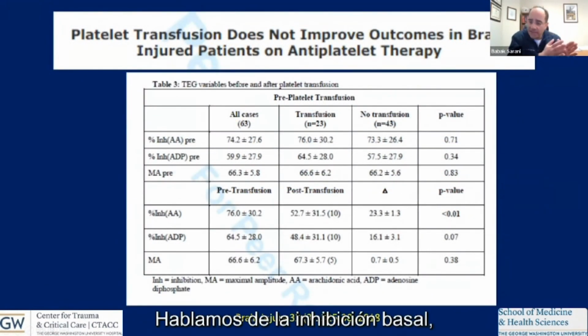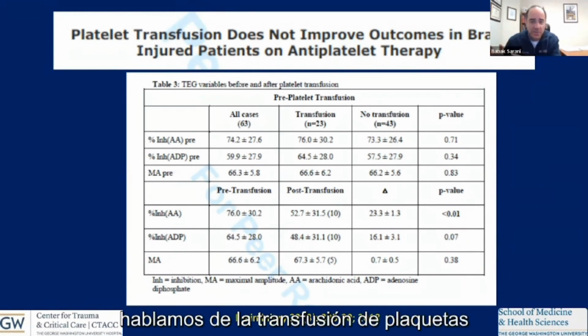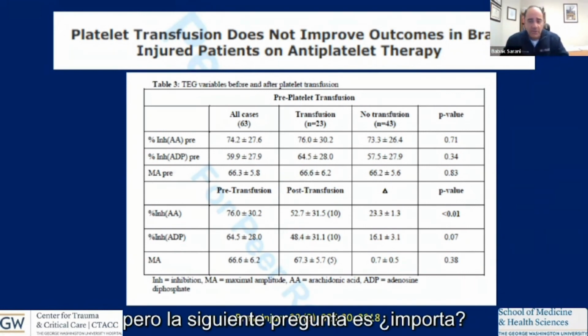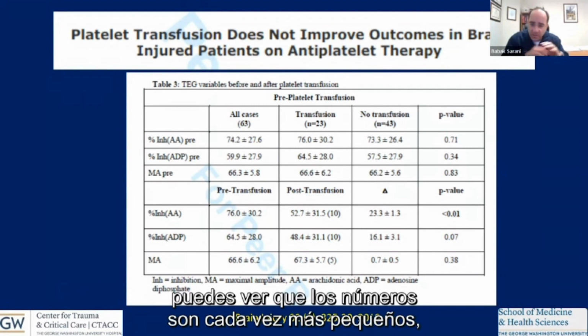So we talked about baseline inhibition. We talked about the impact of aspirin on baseline inhibition. We talked about platelet transfusion as a way to reverse that. But the next question is, does it matter? I mean, should we be doing this? And at least in our study, we did another study here. You can see the numbers are kind of getting smaller and smaller.